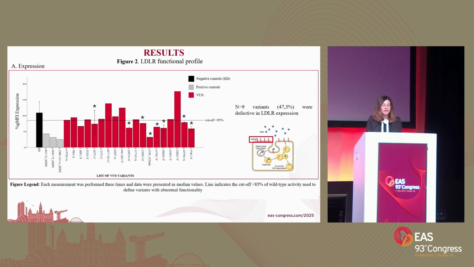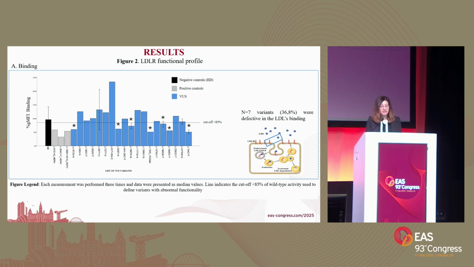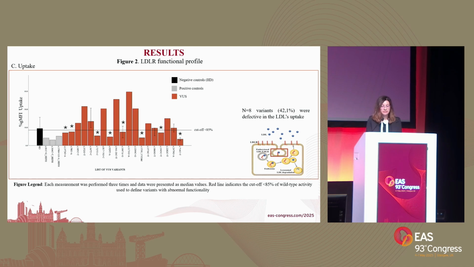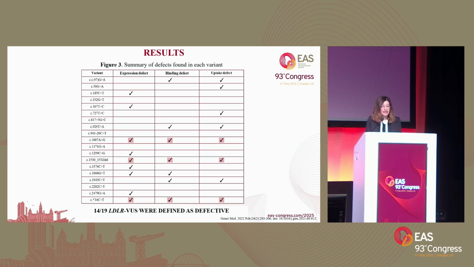Moving on to results, we evaluated the entire LDLR cycle in the expression, binding, and uptake activity. Regarding the expression, 9 variants were defective compared to the cutoff we used. 7 variants were defective in the binding of LDL particles, and 8 variants were defective in the uptake of LDL particles. As summarized in this table, some variants showed more than 1 defect, and in particular 3 variants highlighted in red showed all 3 defects, for a total of 14 variants that were defined as defective.